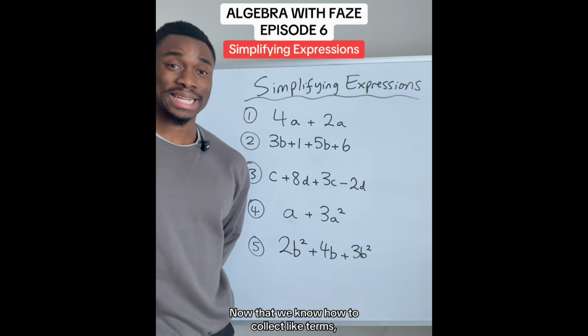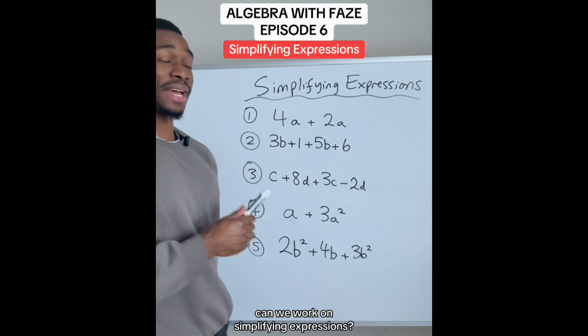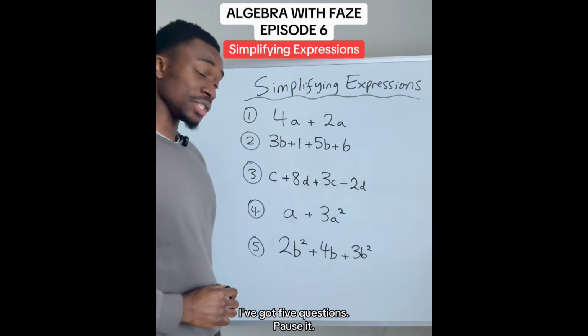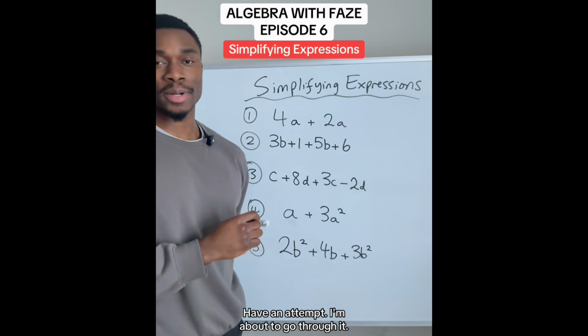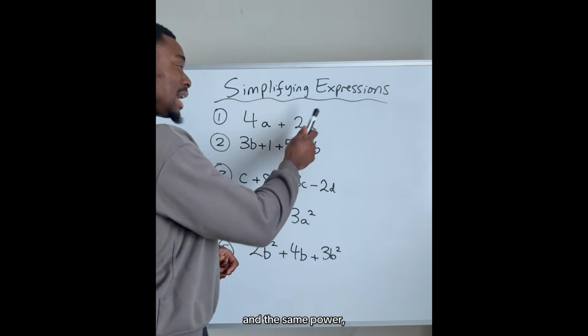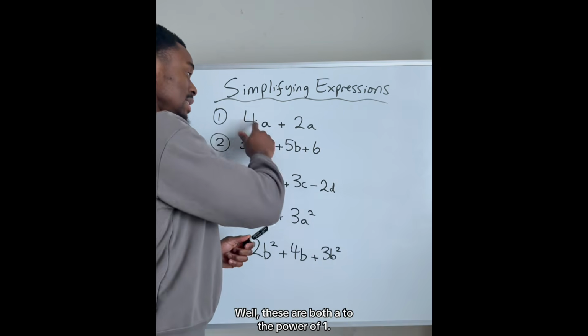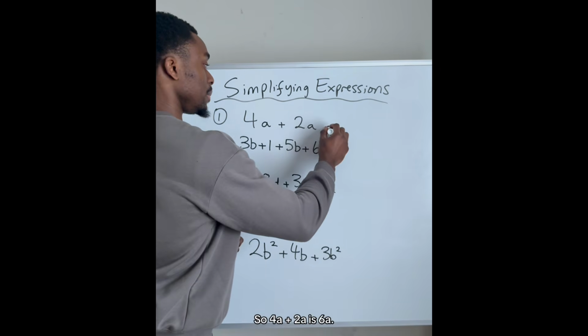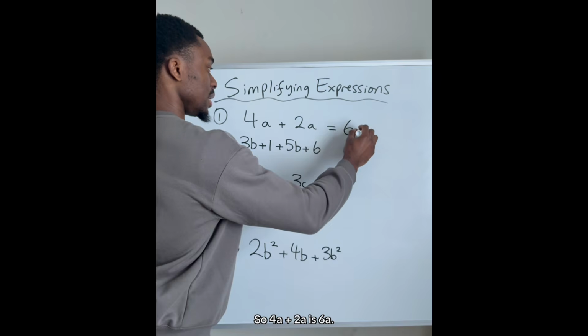Now that we know how to collect like terms, can we work on simplifying expressions? I've got 5 questions. Pause it, have an attempt. I'm about to go through it. Starting with question 1, we know that like terms have the same letter and the same power. Well, these are both a to the power of 1. So 4a plus 2a is 6a.